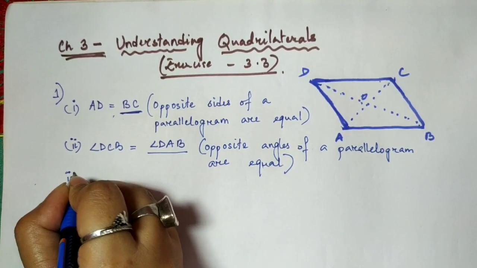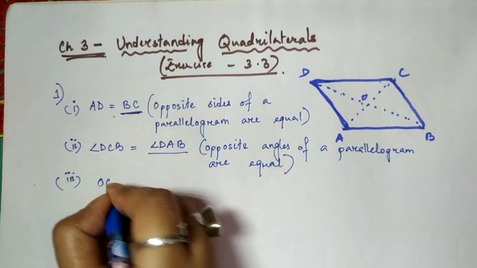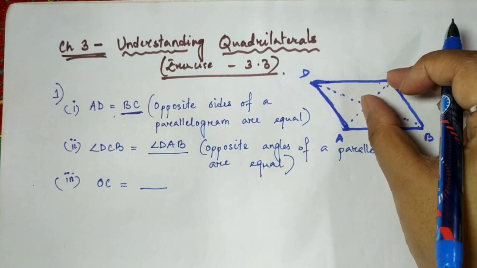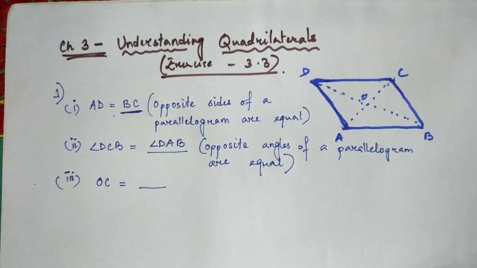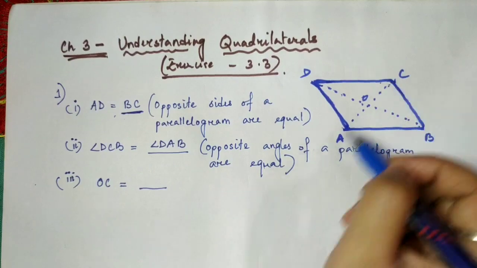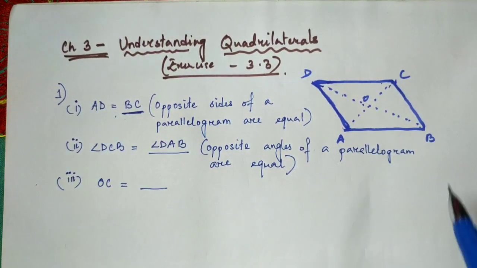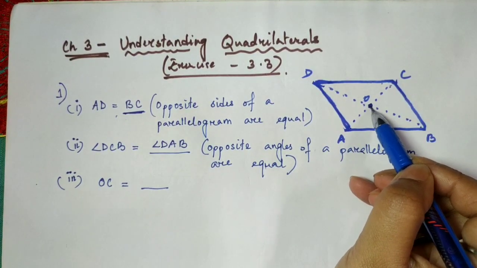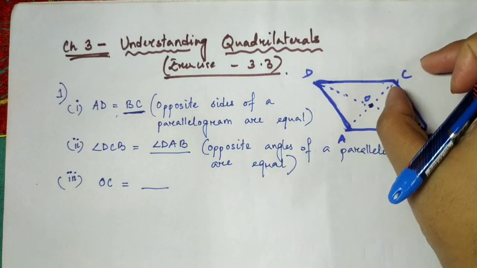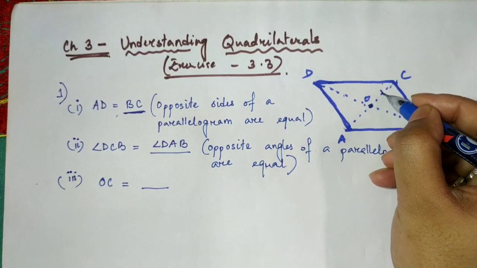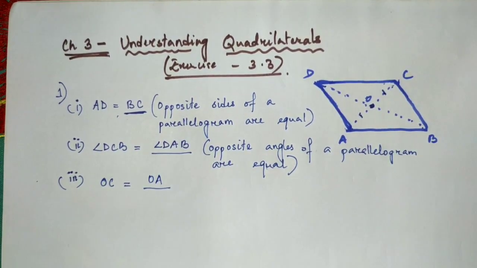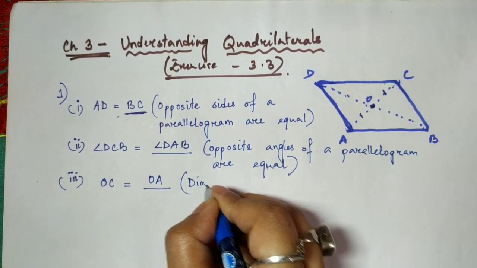Now moving on to question number 3. It is given OC is equal to what? OC is one part of the diagonal AC. There is another property of a parallelogram which says that when the diagonals intersect, they bisect each other. Bisect means dividing equally into two halves. This is one diagonal, this is another diagonal. They intersect at this point O. So this part is equal to this part. That means OC is equal to OA. So I'll write down OC equal to OA, and what will be my condition or property?